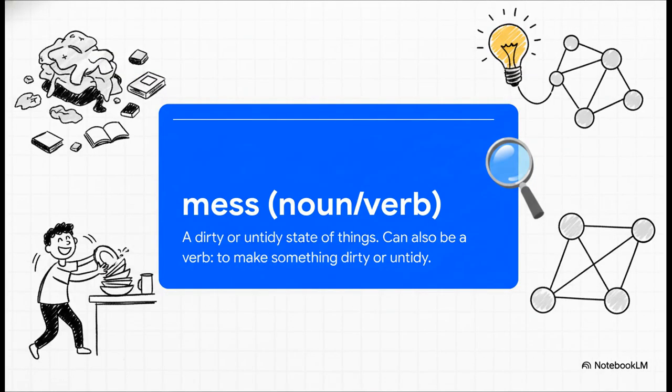Now, the really important thing to get here is that mess can be two different things. It can be a noun, right? Like, your room is a mess. It's describing the state of the room. But it can also be a verb. Please don't mess up my clean kitchen. That's the action of making it untidy.